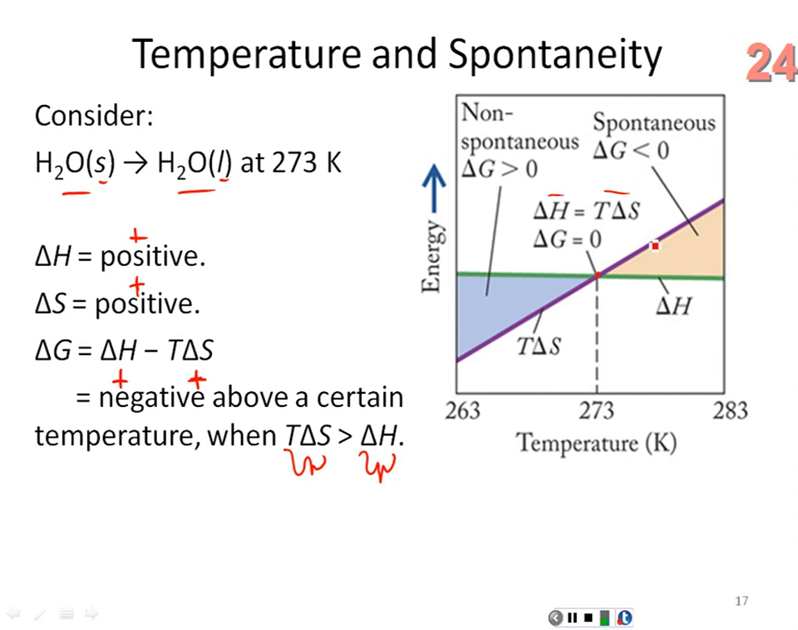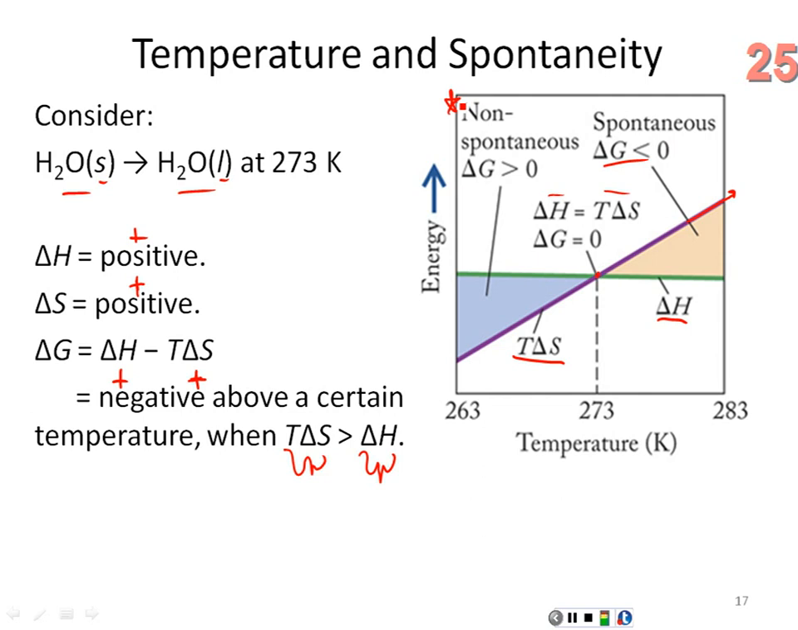Now, why is that? That's because this purple line represents T delta S, and the green line represents delta H. So above 273, T delta S is a higher value than delta H. So delta H minus T delta S will give a negative value. Therefore, it will be spontaneous. Below this temperature, T delta S is lower than delta H, and you'll have a non-spontaneous process.